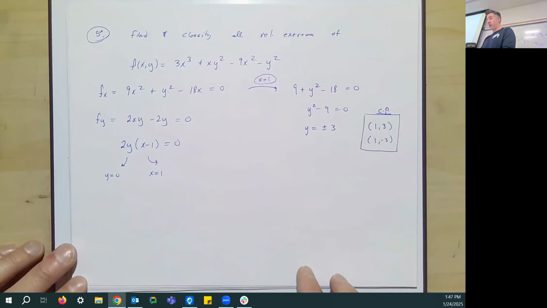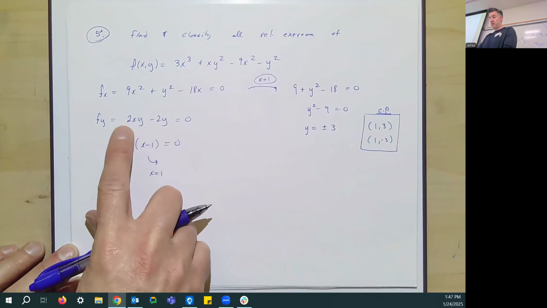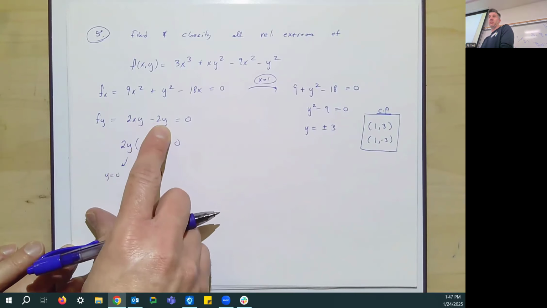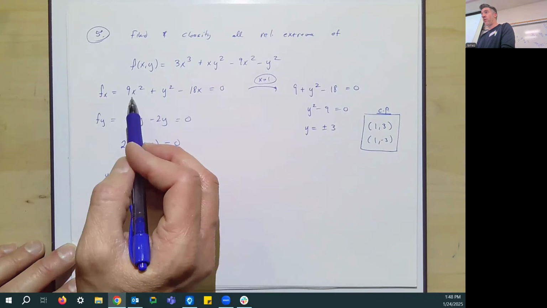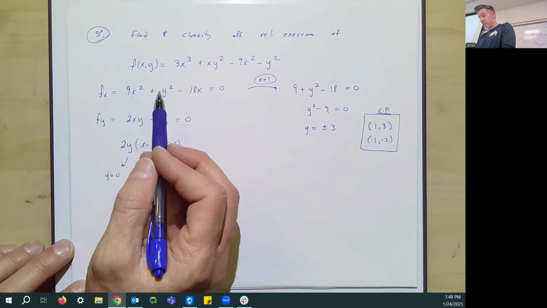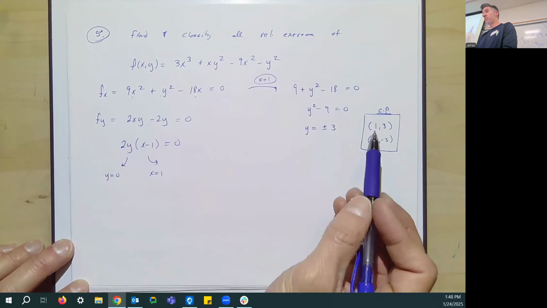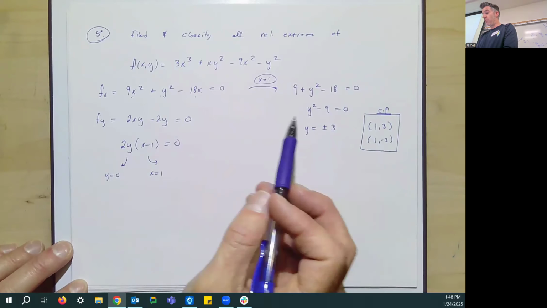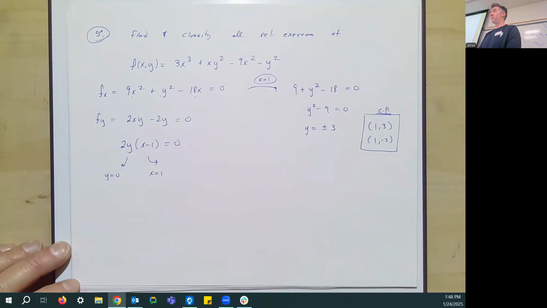I'll point out that if we plug in 1 for x, it doesn't really matter what you plug in for y in the second partial. 2 times 1 times 3 minus 2 times 3 is going to be 0. And in this first partial derivative, if you plug in 1 for x and 3 for y, you get 9 plus 9 minus 18. Yeah, that equals 0. So this critical point and this critical point make both partial derivatives equal to 0 at the same point on the surface.